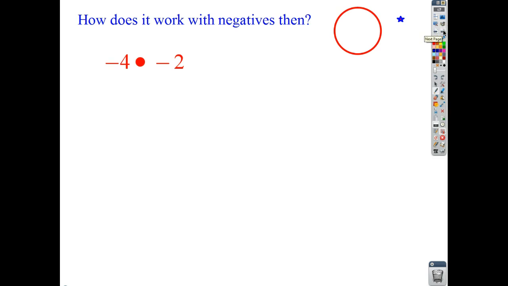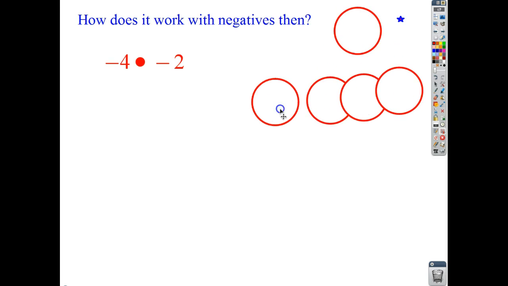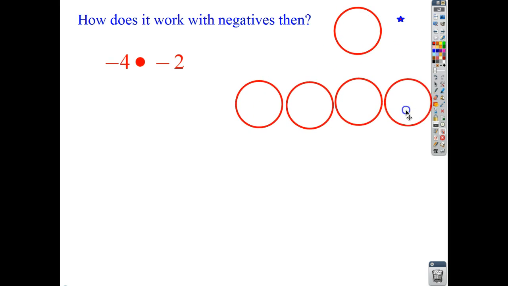Now, here comes the one that's definitely going to be confusing, okay? And this is confusing even for me as a math teacher. I often find it's not necessarily the most practical of things, but because we can do the other ones, this one has to work too, okay? So I've got -4 times -2.